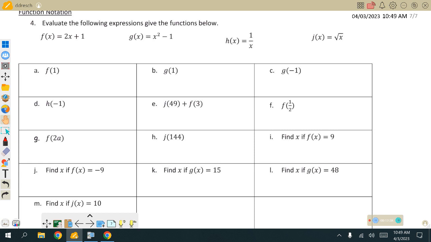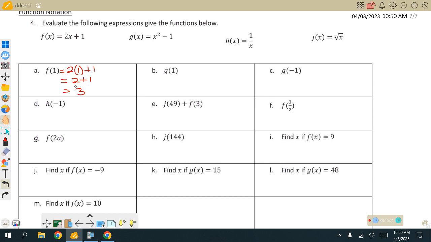Make sure you choose the right function to work with. It clearly says f of 1, so choose the f of x function. Whatever number's in parentheses is going to replace x. So when we say f of 1, replace x with 1. And you don't need your calculator yet, because you all know what 2 times 1 is, plus 1.